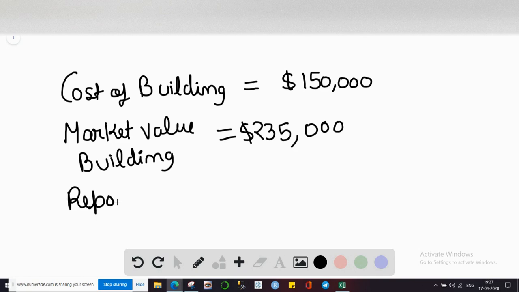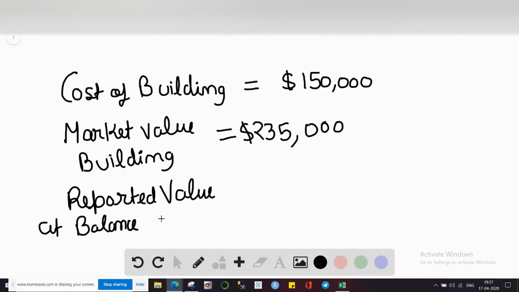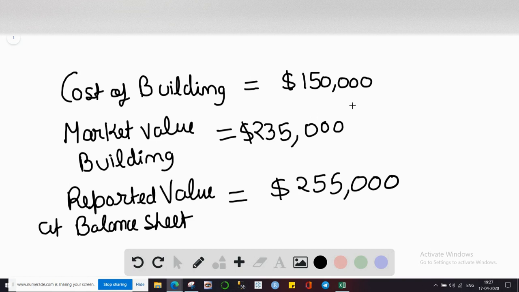And the entity has reported value at balance sheet level. What's that? $250,000, $255,000. Okay, now what principle has been violated here, we will understand it. Though we will understand these three terms first of all, then we will move to the actual solution.